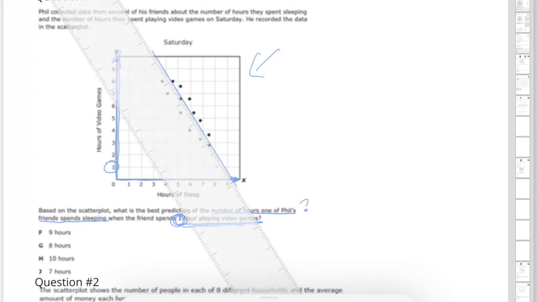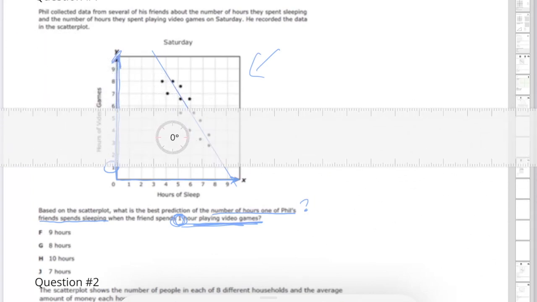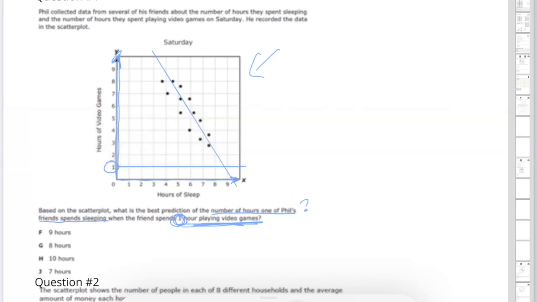So I'm going to circle 1 right here because I know that I am focused on 1 hour of playing video games. So I'm going to take my straight edge or my ruler again and draw another straight line to connect the information. And so I have my trend line going down diagonally, and then I have my 1 hour of playing video games. And so where they connect, right here, is where my answer lies.